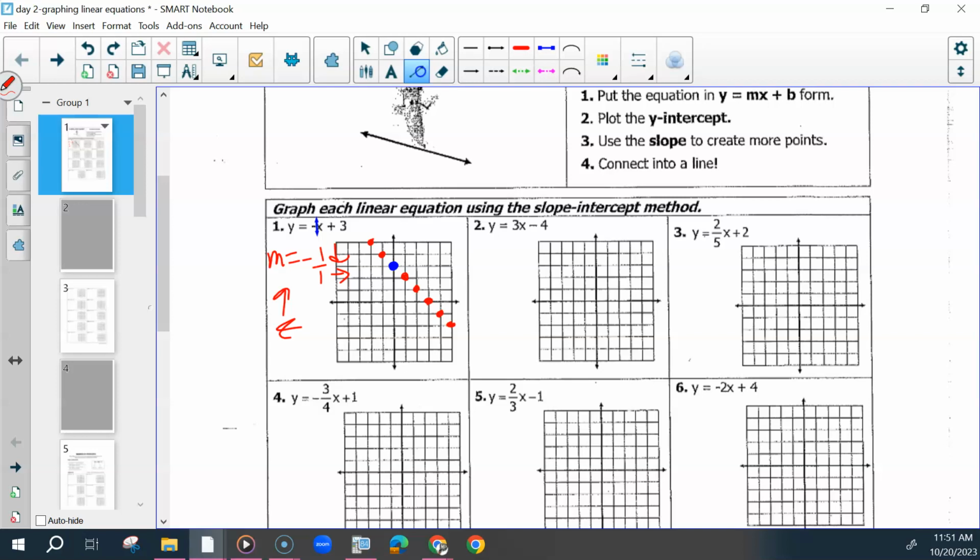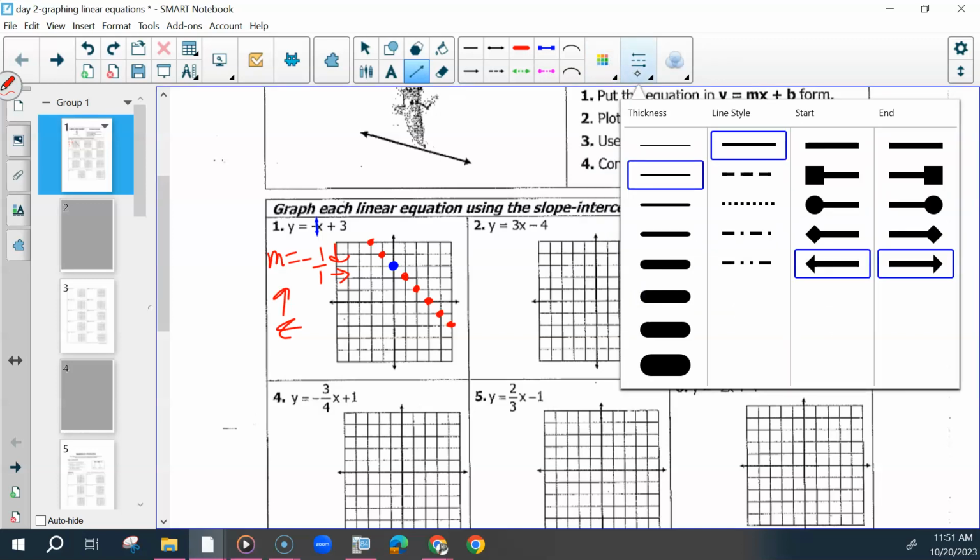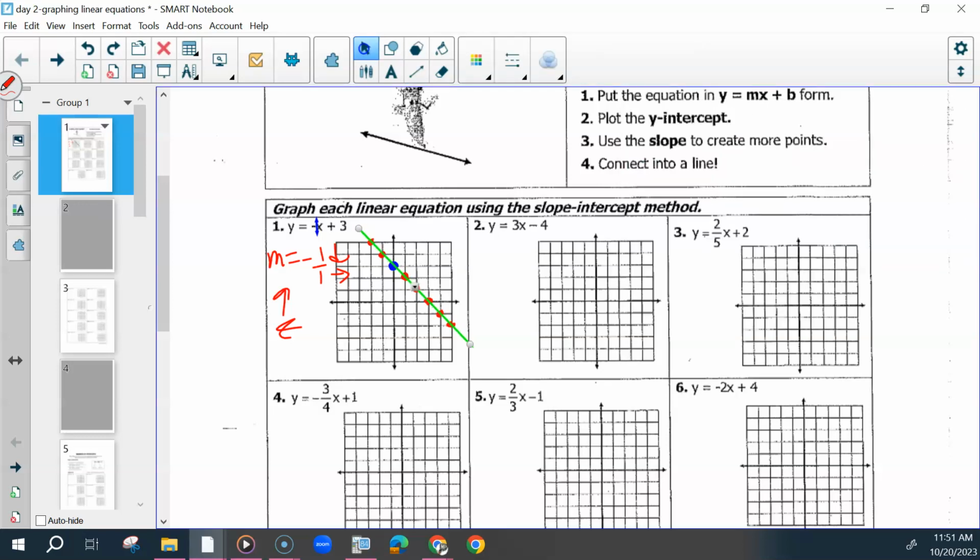Once you have all of your points, use your ruler to draw a line to connect all the points. Draw arrows at the end because lines go on forever and never move directions. Lines go on forever and ever, just like numbers. Lines are numbers. Questions on number 1? Okay, let's do number 2.